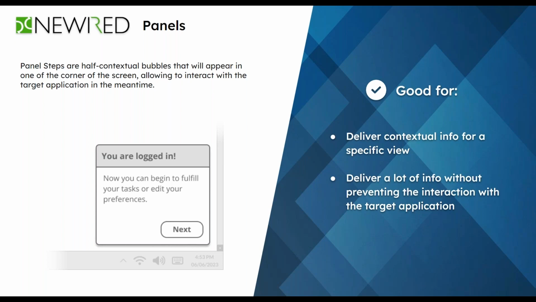So they are useful to deliver some generic contextual information for a specific view of the application. For example, they can explain what's inside a full page without preventing the interaction with it. And they are also good for delivering a lot of information while your users, as I said, are still interacting with your web application. So when they need some support, that is always on the screen on need. So those were the three fundamental elements that can be used to create full journeys.